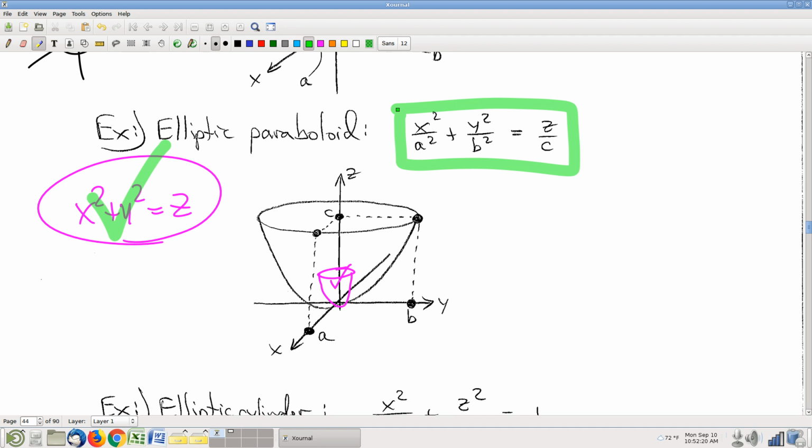Anybody else? Great question. There's a temptation to say, there's my x squared plus y squared, but that's not algebraically legal.